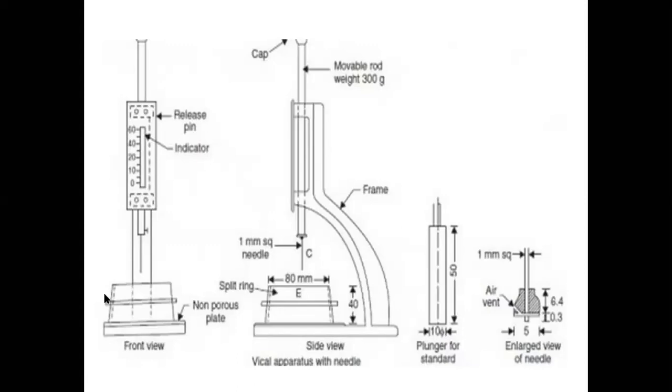So this is the front view. In the front view you can see the gradations, the scale, and the weight. The weight is released, and the needle penetrates into the mold. And we have to see, from the bottom, what the penetration level is.